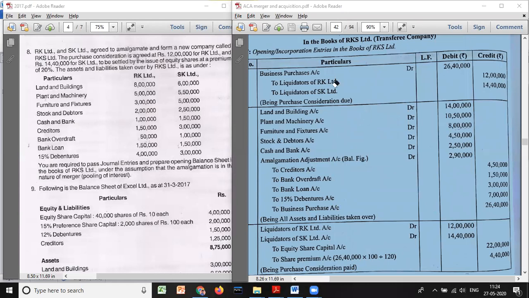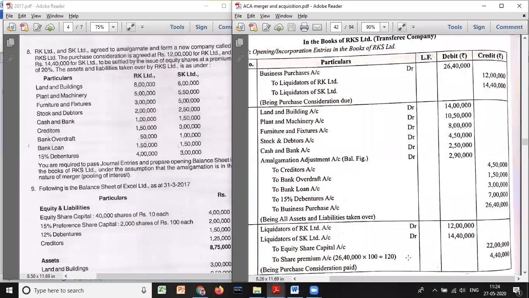Okay. Next, the third entry which you have to pass is, whatever you have credited here, the same should be debited. RK's Limited account 1 lakh and SK Limited 14 lakh 40,000. Now these two will be paid out. 1 lakh 40,000 to equity share capital. See, you have to separate it.